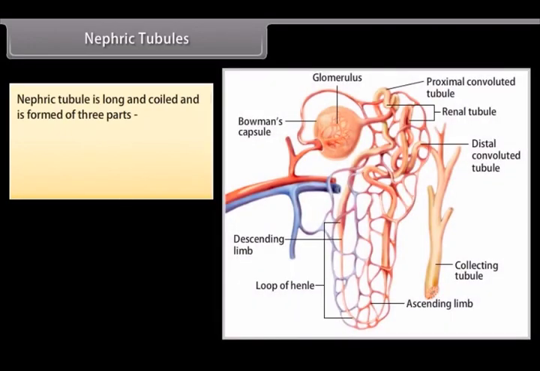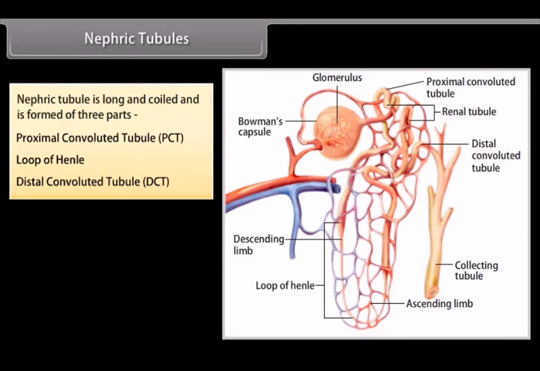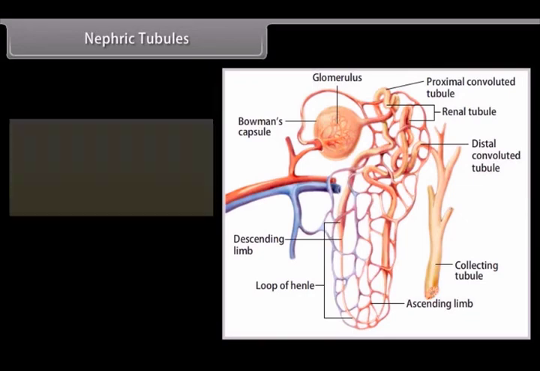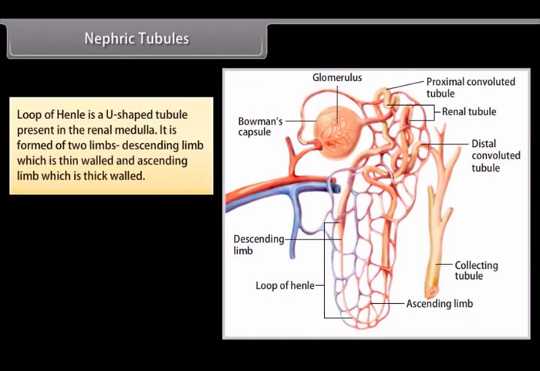Nephric tubules. Nephric tubule is long and coiled and is formed of three parts: proximal convoluted tubule PCT, loop of Henle, distal convoluted tubule DCT. Proximal convoluted tubule PCT is a convoluted part of the kidney and lies in the renal cortex. It is the main site of selective reabsorption of sodium, calcium, amino acids, etc. from the nephric filtrate.